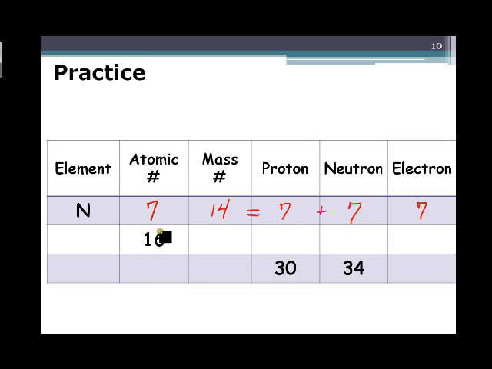An element with an atomic number of 16 is sulfur. Since we have the atomic number of 16, we can fill in the number of protons, which is 16, and the number of electrons, which is also 16. The mass number of sulfur is 32. So what number plus 16 will give us 32?